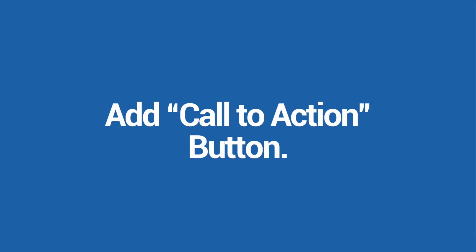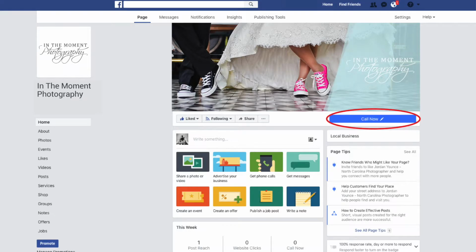Next, we're going to think about adding a call to action button. A call to action button is a little button on Facebook that allows people to go directly to anything that you tell them to go to. So in this particular website, we have a call to action button for calling us. What that does is give us a phone number to call, and that will allow people to get in contact with this business directly. But you can do many other things.